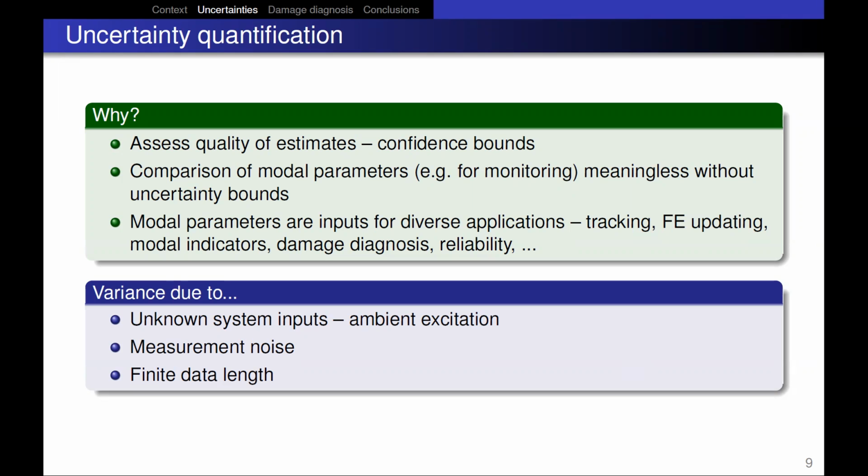And the uncertainties that we are talking about here are due to the identification problem itself. Because first of all, our system inputs are usually unknown. We assume that there is some noise, some white noise, colored noise coming from the ambient excitation. We have measurement noise, and our data is of finite length. And this all means that our estimates have some statistical distribution that we would like to analyze.